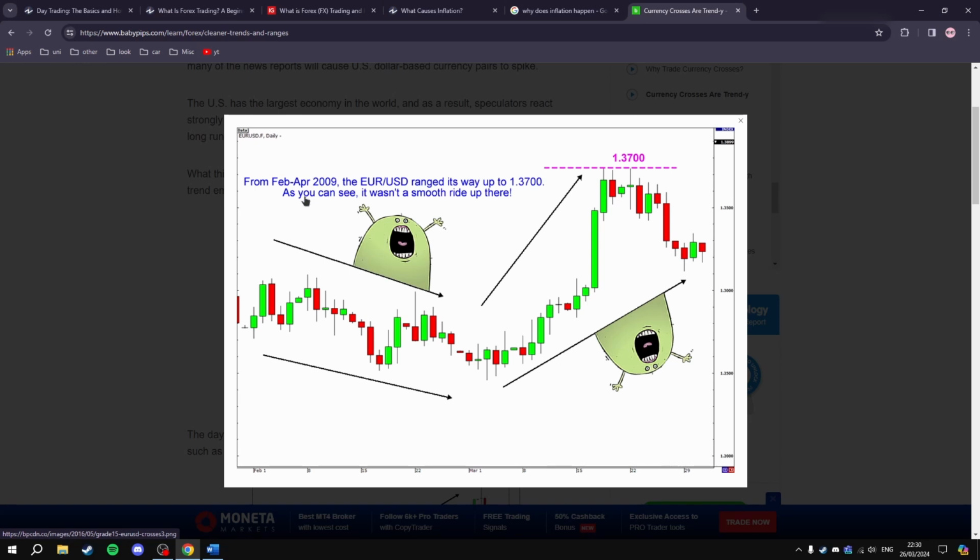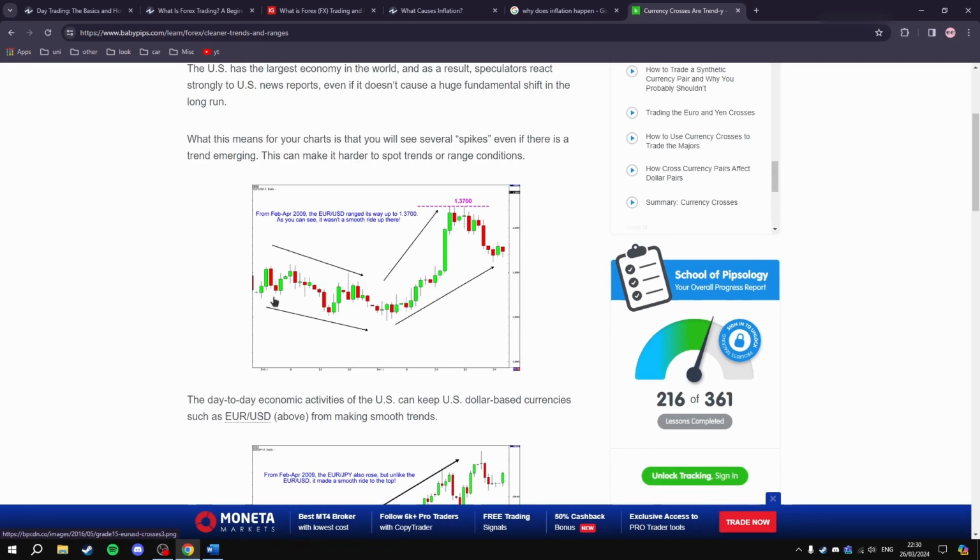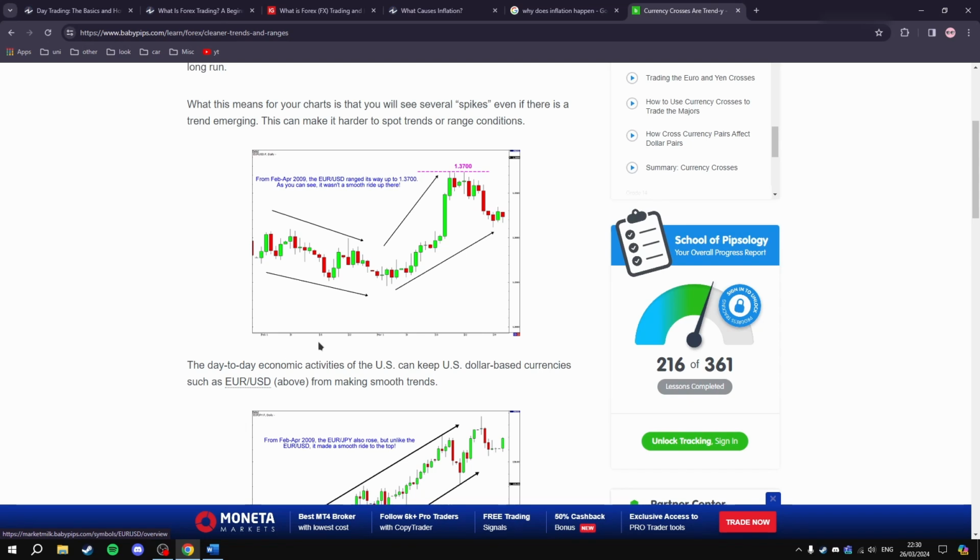From February to April 2009, the Euro USD ranged its way up to 1.3700. As you can see, it wasn't a smooth ride up there. It went down first and then went up. The day-to-day economic activities of the US can keep US dollar-based currencies such as Euro USD from making smooth trends.